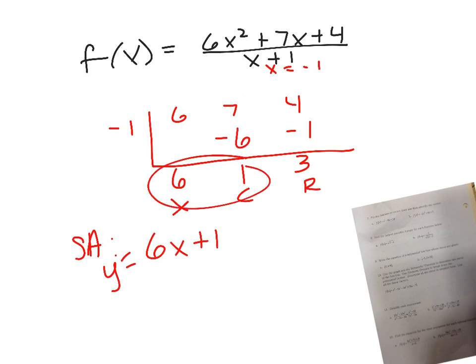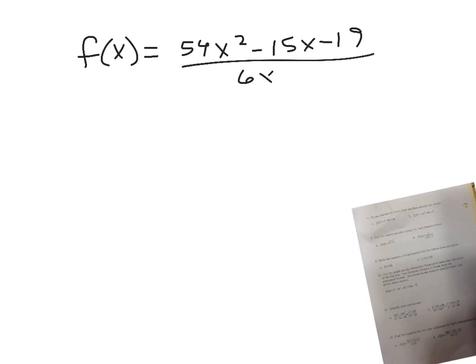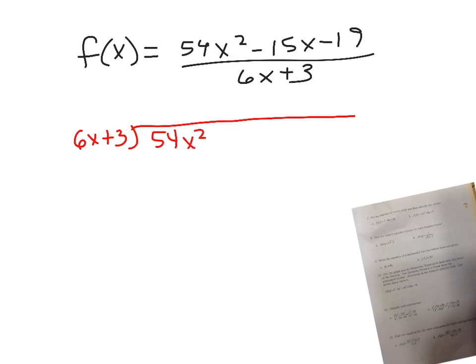All right, and then let's do B. Now, for B, we have to actually do long division because I don't have a nice binomial. I don't have a leading coefficient of 1 in the denominator. All right, so I have to do the long division for 54x squared minus 15x minus 19 divided by 6x plus 3. We're doing long division here.